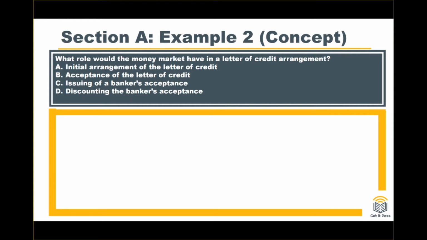Okay, so initial arrangement of the letter of credit, B, acceptance of the letter of credit, C, issuing of a banker's acceptance, D, discounting the banker's acceptance. For us, it's just knowledge base. It's about the money market operations. If you know what the money market operations are about, then it's quite easy for you to learn or to answer the questions. First of all, what is money market?